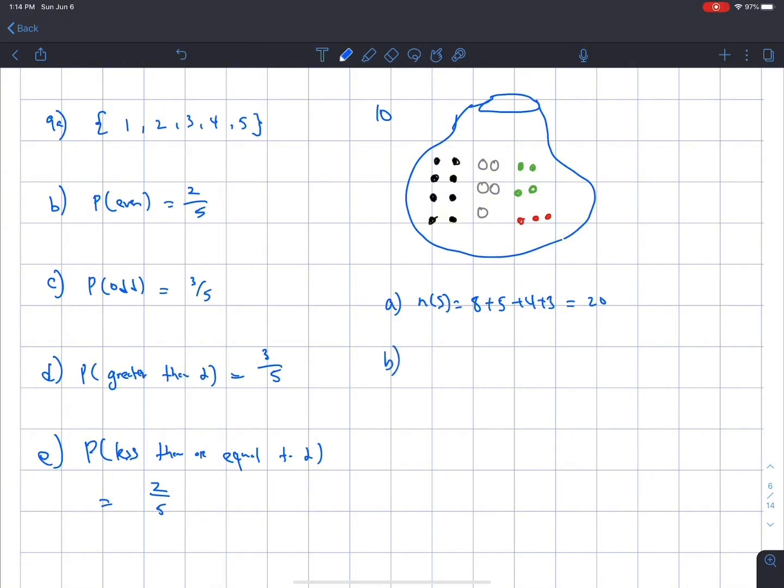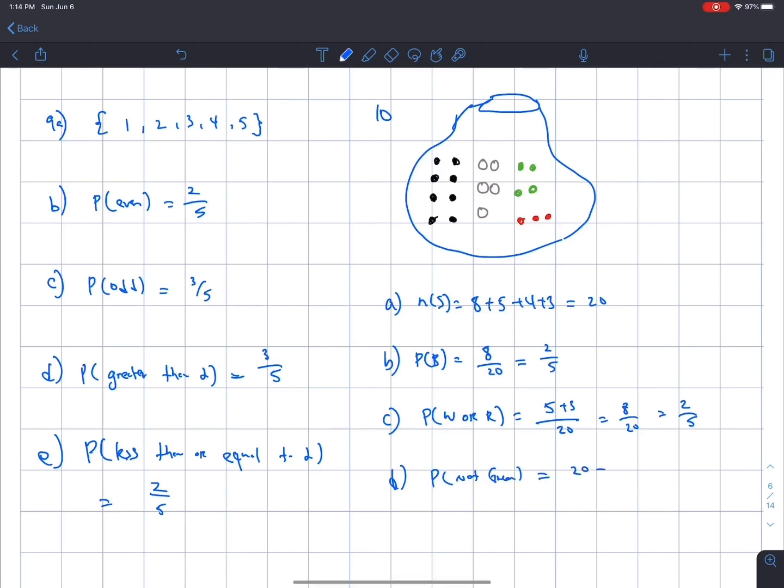The probability of black is going to be 8 black out of 20 total possible marbles. We can divide the numerator and denominator by 4 to get 2 out of 5. White or red. So white we have 5, red we have 3, and this is out of 20. So we get 8 out of 20 again. We simplify this to 2 out of 5. For not green, we have a total of 20, minus 4 that are green. So not green will be 16. Then we simplify this, dividing both by 4, to get 4 out of 5.